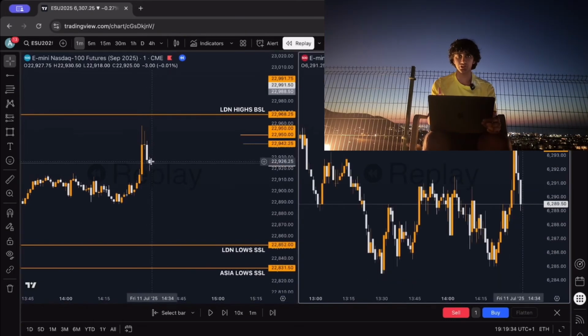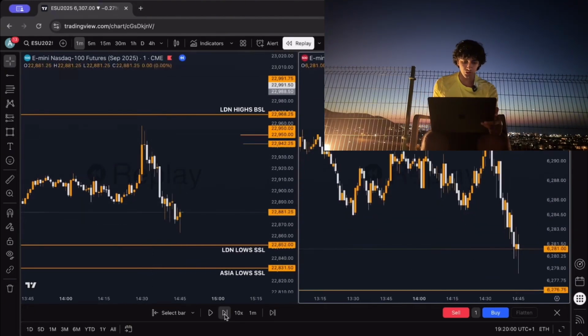So what we can see here coming into today's session, we're currently in the middle of a range between London highs and London lows. So I want to see one of these points get swept out so I have an actual directional bias for the day. Overall, I had a daily bias of bearish, heading towards a little bit neutral, but I was more bearish for the day. Preferably, I would want to see a sweep of London highs.